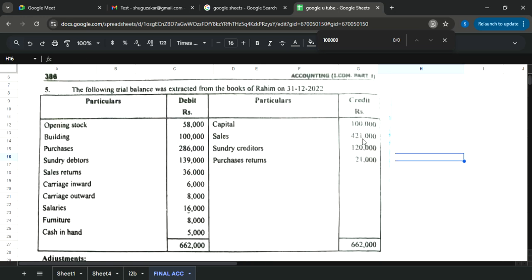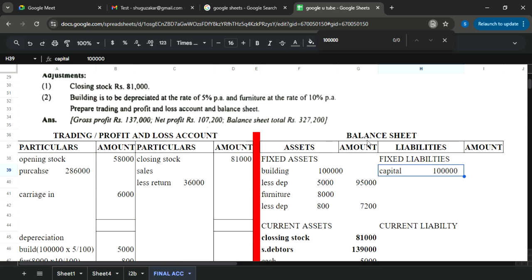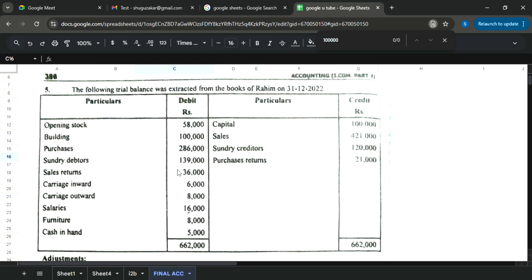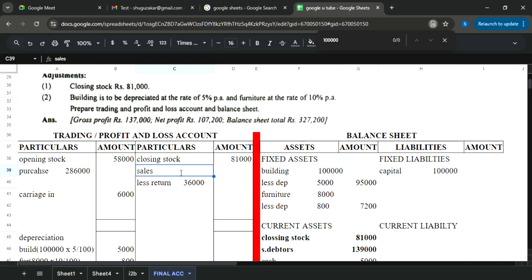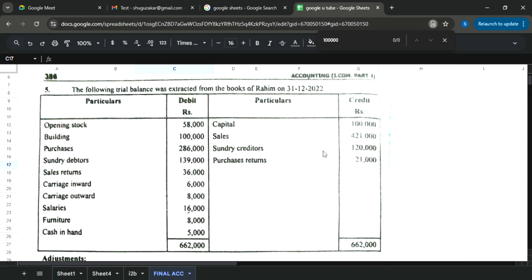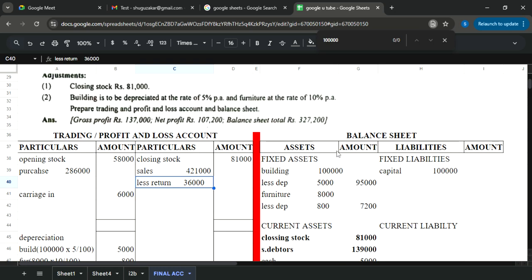Now next is sales. Sale is direct income. Here we have left a place for sales, and amount of sale is 421,000. 421,000 you will write over here. So sale is completed, after which we have sundry creditors, which is part of current liability.